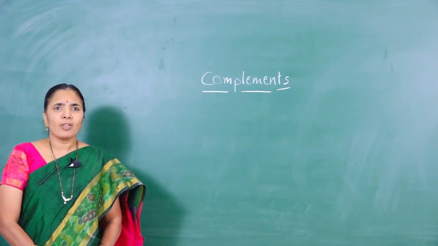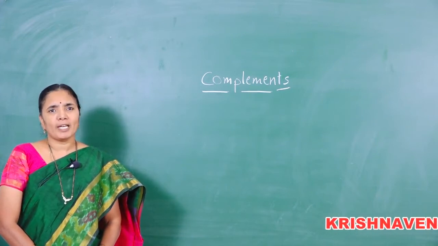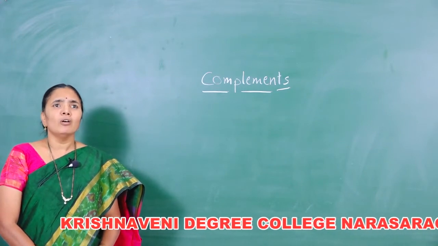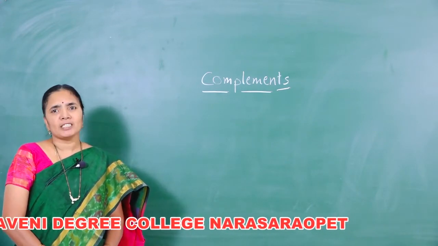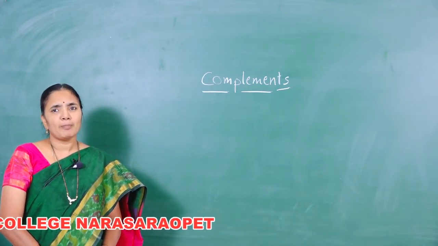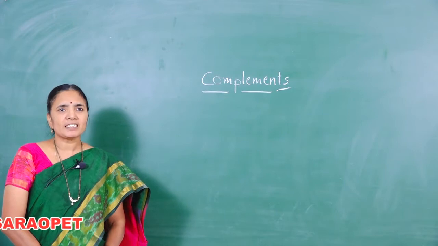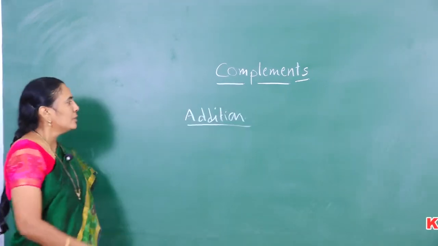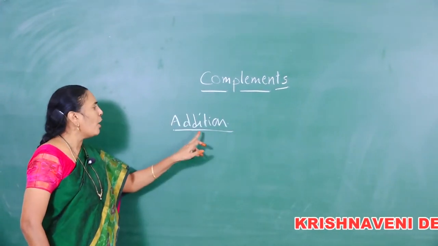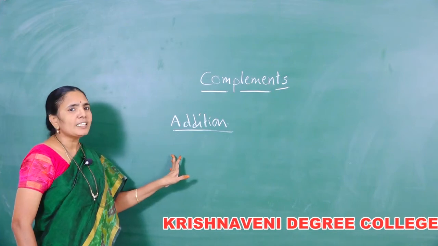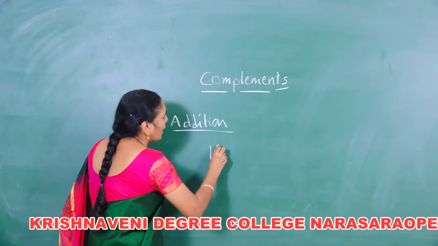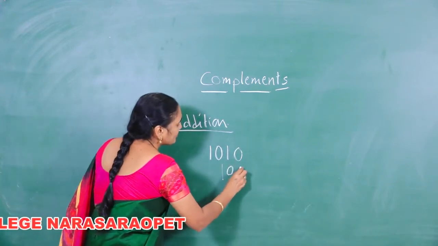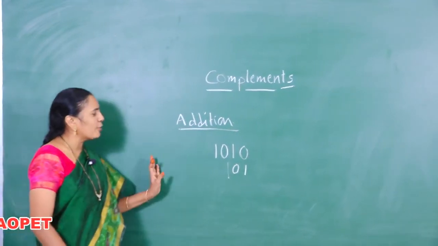Now, let us see how we are doing the same arithmetic operations in binary number system whose base is 2. So, the commonly used arithmetic operations are addition, subtraction, multiplication and division. Now, let us try to take two numbers and do all these arithmetic operations. In order to perform addition on binary numbers, let us take two numbers, that is 1010 and 101. So, let us try to add this.